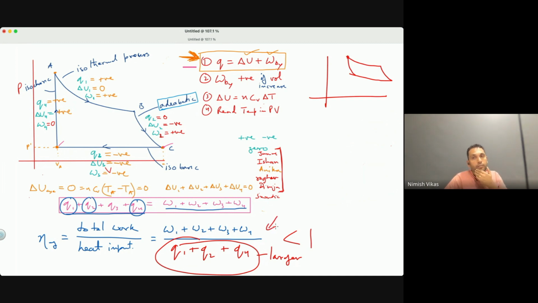It is given by this formula, which can be boiled down to a smaller formula of 1 minus T1 by T2. This is the T1 temperature. This is the T2 temperature. These are isotherms. Since there will be a difference in temperature for the engine to work, there will be an efficiency less than 100%. A lot of theories are there, so we'll discuss that some other time.